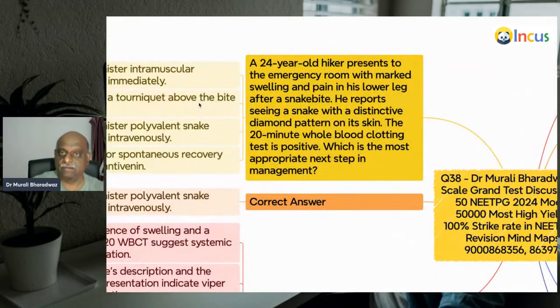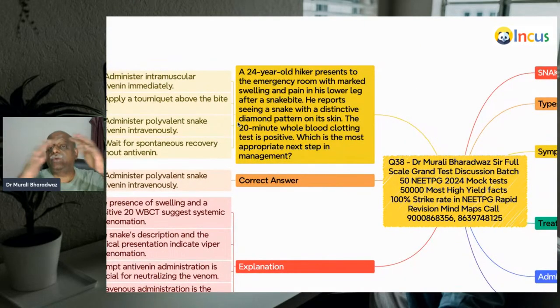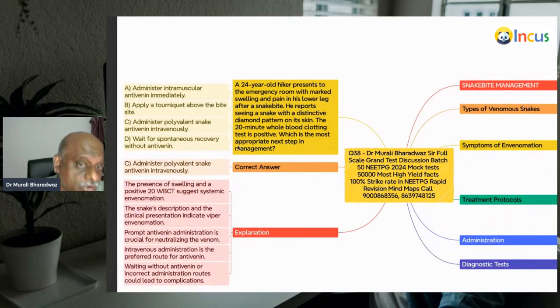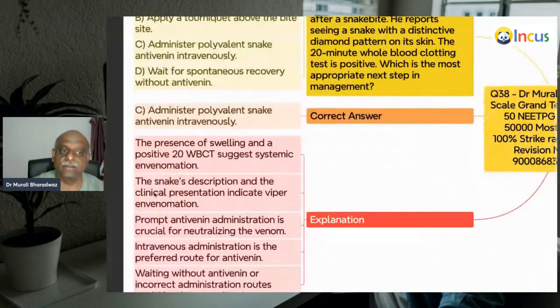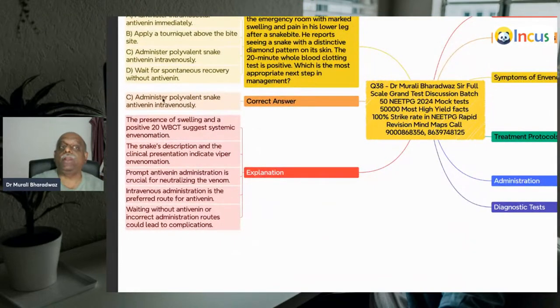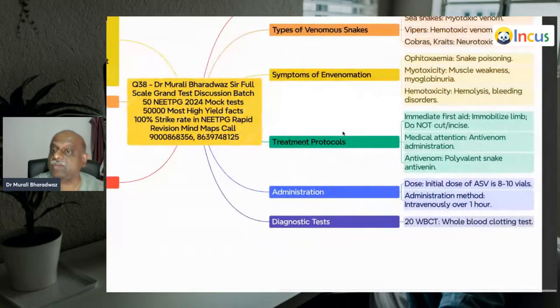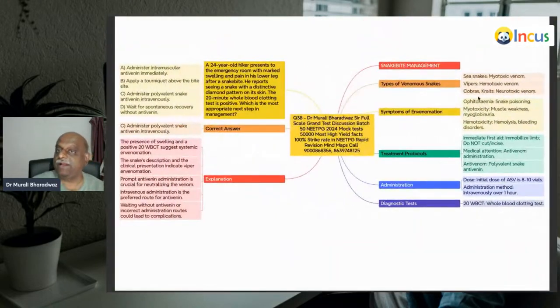A 24-year-old hiker has marked swelling and pain in the lower leg after a snake bite, and he reports seeing a snake with a distinctive diamond pattern on its skin. The 20-minute whole blood clotting test is positive. So the moment there is swelling and a positive 20-minute whole blood clotting test, that means systemic envenomation. He needs to be given polyvalent anti-snake venom intravenously, is what you need to remember. So I leave the literature for you.